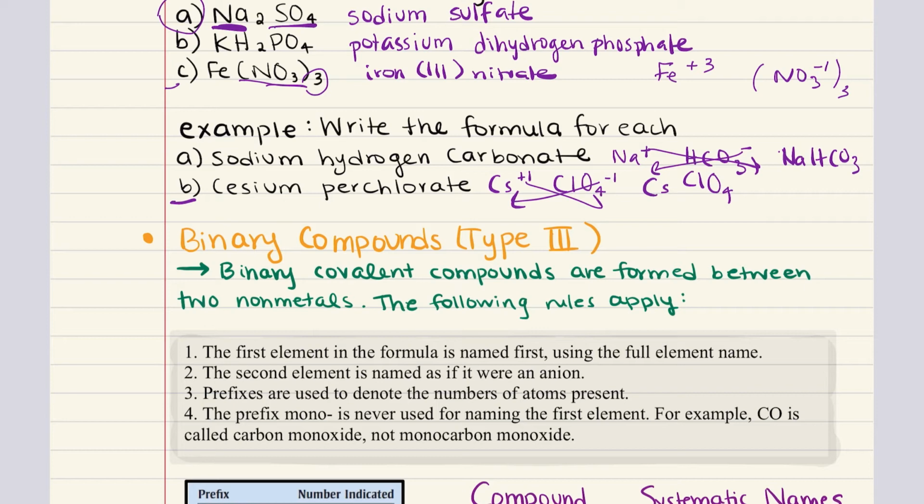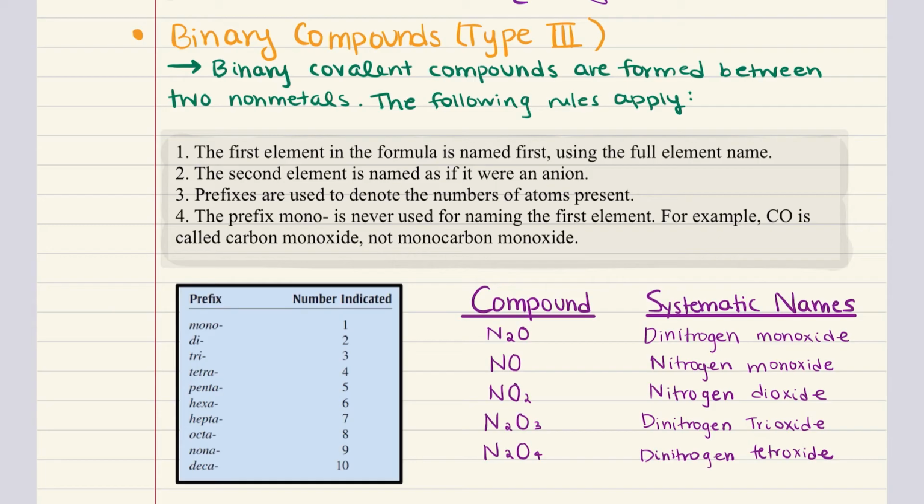All right, next up is binary compounds type 3. Binary covalent compounds are formed between 2 nonmetals, and although these compounds do not contain ions, they're named very similarly to binary ionic compounds. In the naming of binary covalent compounds, the following rules apply. Rule number 1, the first element in the formula is named first, using the full element name. The second rule is that the second element is named as if it were an anion. Third, prefixes are used to denote the number of atoms present.